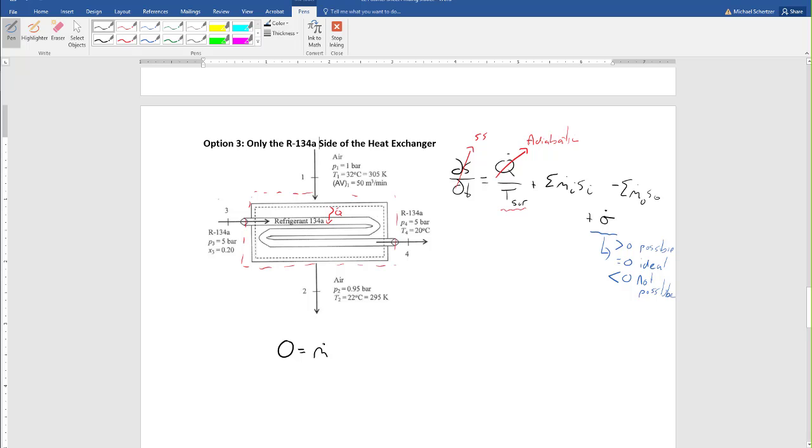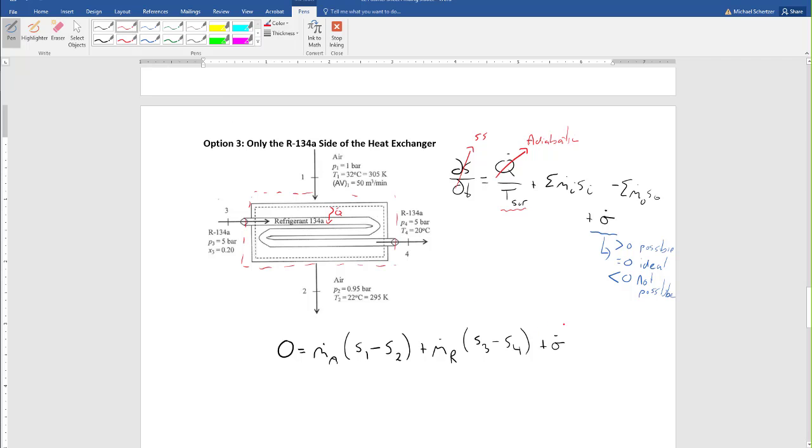So here I'm going to say m dot of air times S inlet of air, that's going to be S1, minus the outlet of the air, S2. And then I'm going to add m dot of the refrigerant, because here in is positive, out is negative. The refrigerant comes in at state 3. This is S3 minus S4. And then I have this sigma dot term.